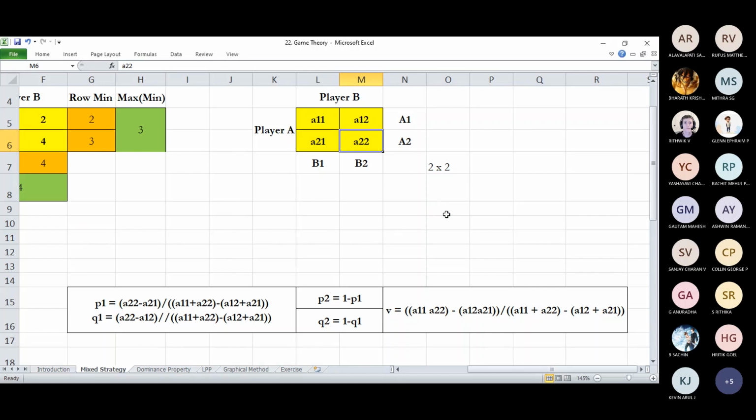Just take a look at this problem, and also take a look at this formula. This is very important. We need to solve mixed strategy using this formula.